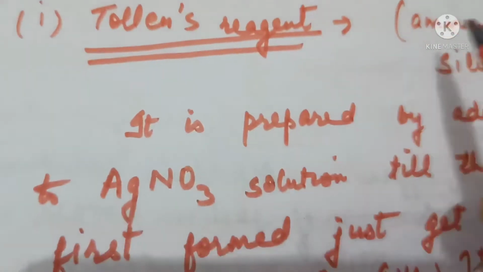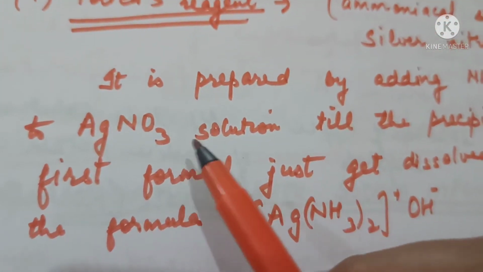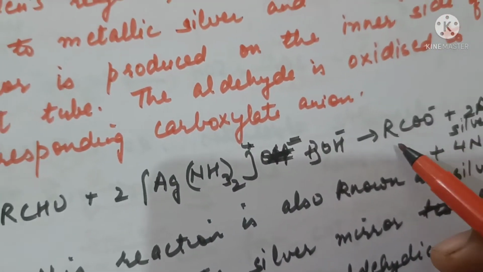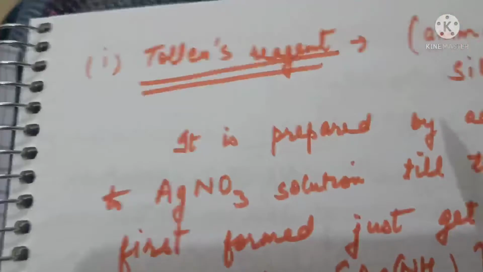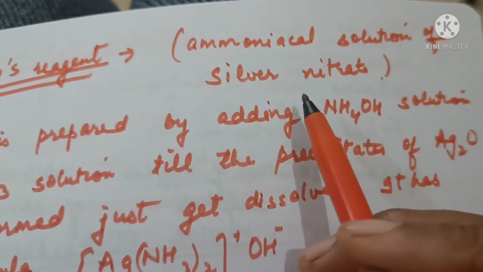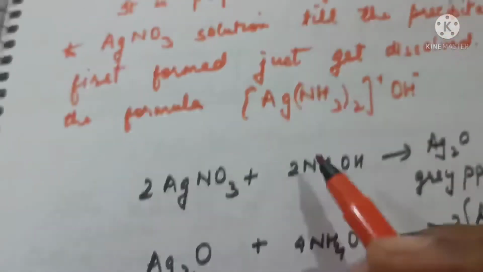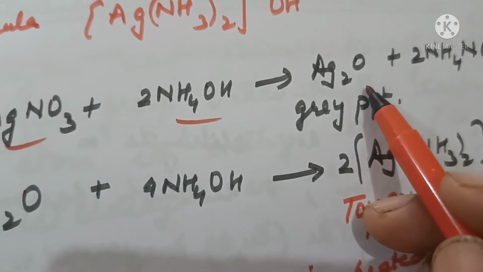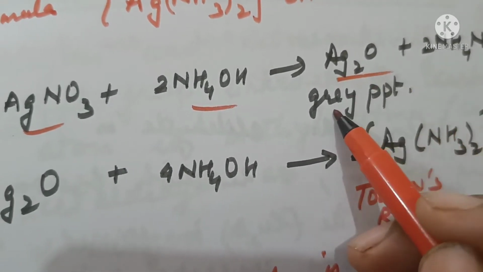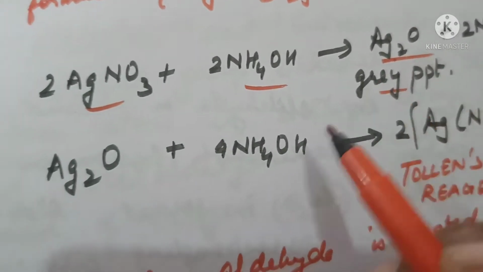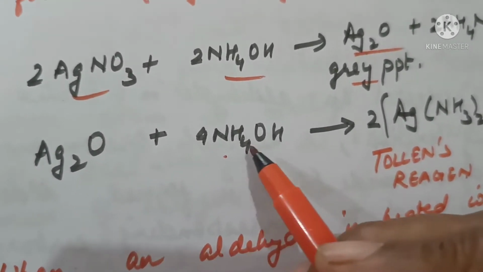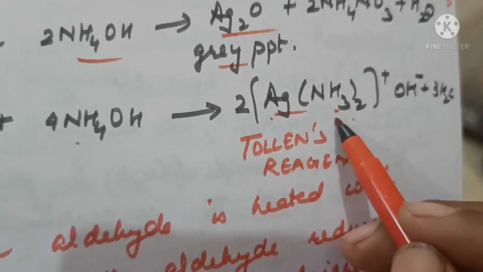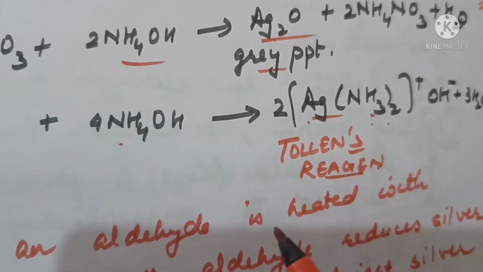So with Tollens reagent, aldehydes will be oxidized to their respective carboxylate ion. Tollens reagent is ammoniacal solution of silver nitrate and is prepared by adding ammonium hydroxide to silver nitrate so that the gray precipitate of silver oxide formed will just dissolve. So when they just dissolve, they form diamine silver hydroxide, which is Tollens reagent.